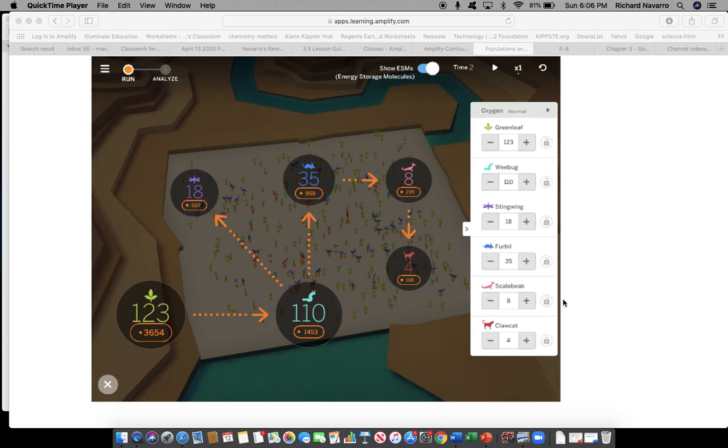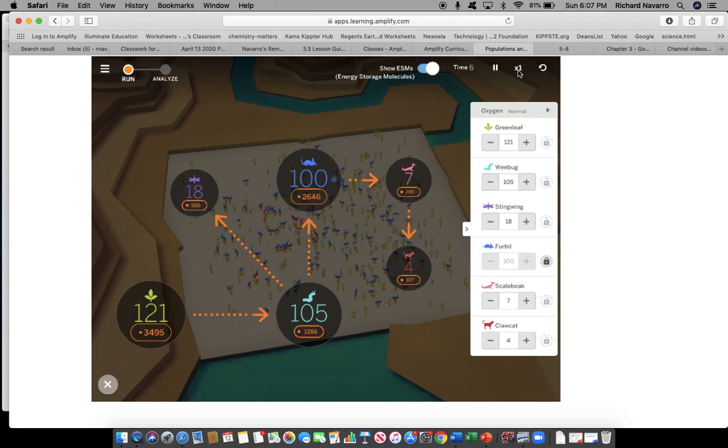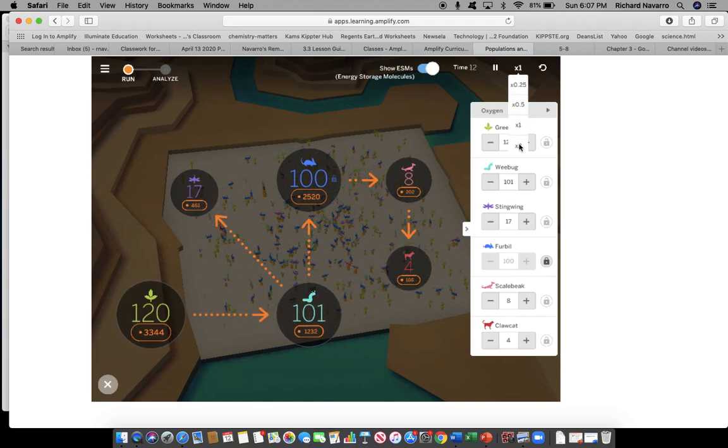So I am going to increase the furball population. I'm going to try and max it out. And then I'm going to lock that population down. So once I've done that, I'm going to go ahead and let the sim run for 200 time units, and let's see what effect it has on this clawcat population. And just for time's sake, I'm going to speed this up.